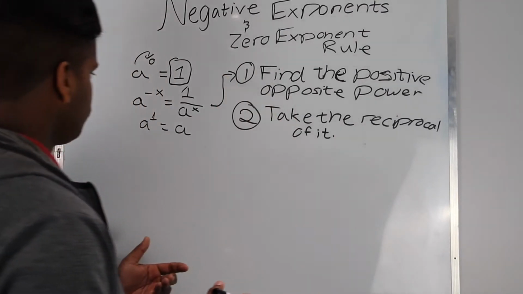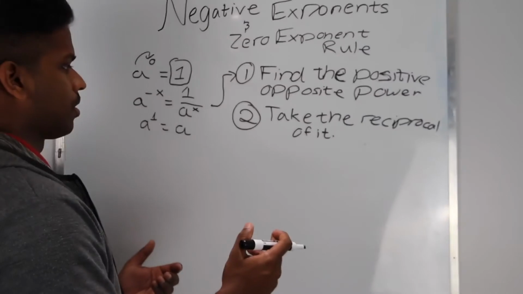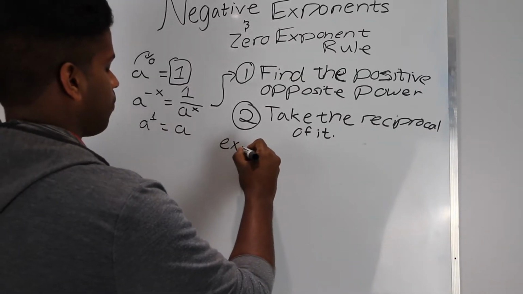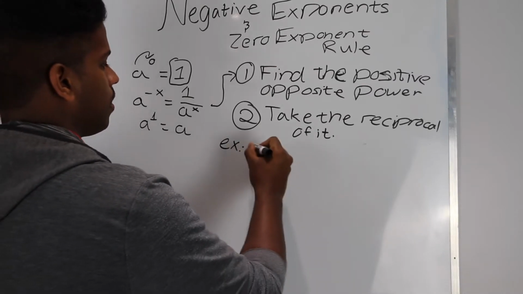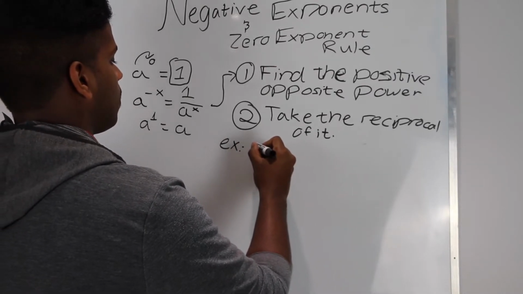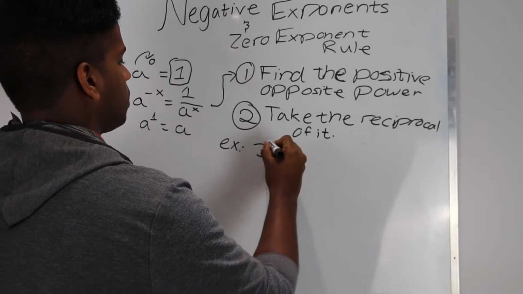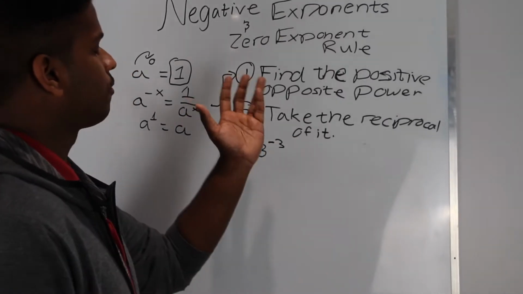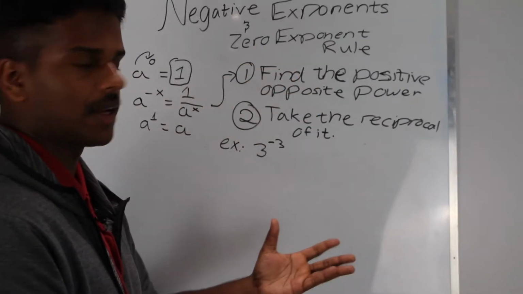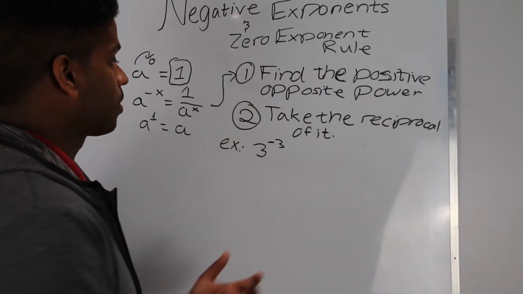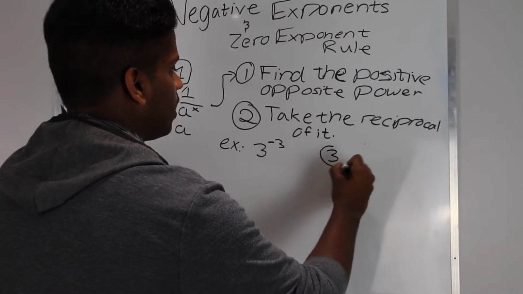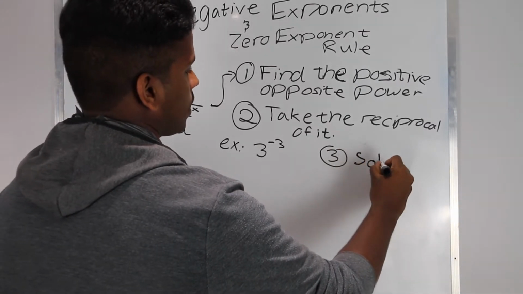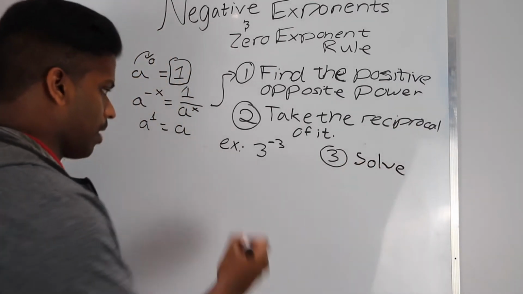So that is reciprocal. That is how we do negative exponents. Let me give you an example: 3 to the power of negative 3. How would we do this? We'll follow our two-step process here: find the positive opposite power, take the reciprocal of it, and then just make sure you solve it. You do all the operations.